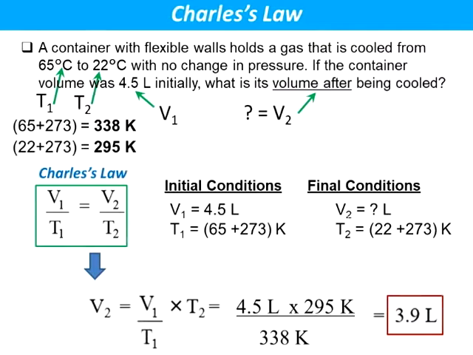I set up the ratio for Charles's law and rearranged this equation to solve for V2. When I put in my values, I get 3.9 liters. I obtain this value by starting with initial conditions, final conditions, and then calculating it to the proper number of significant figures.